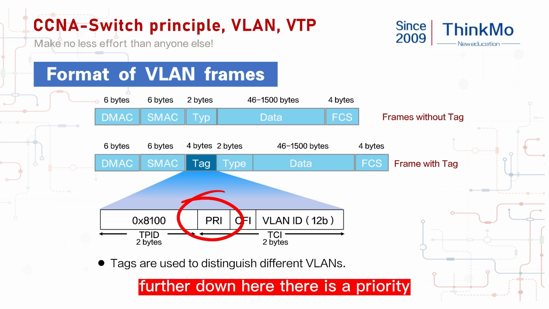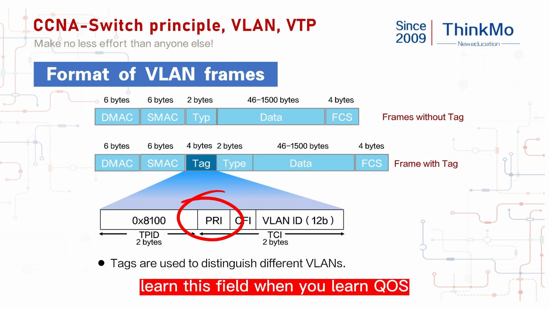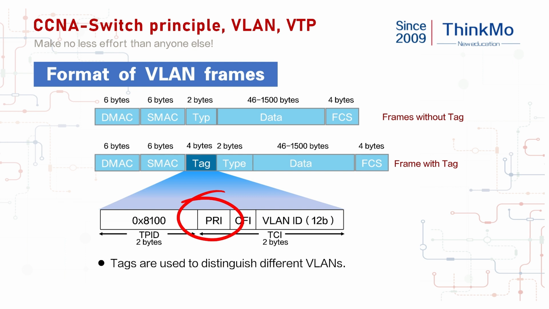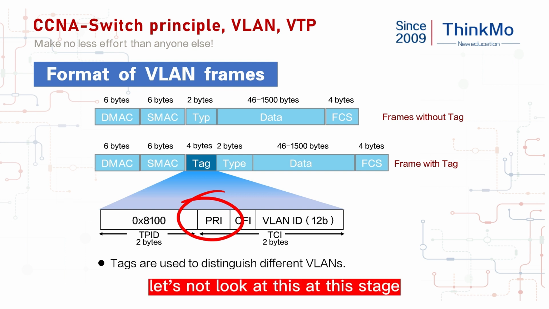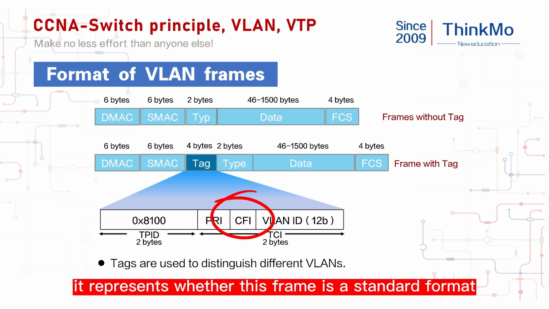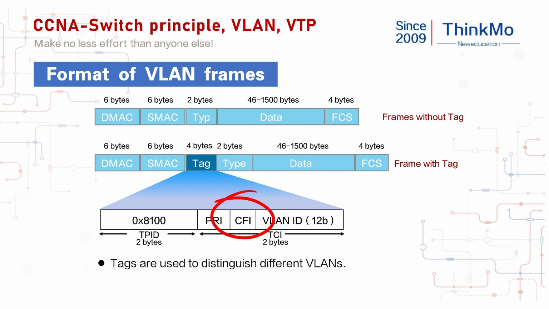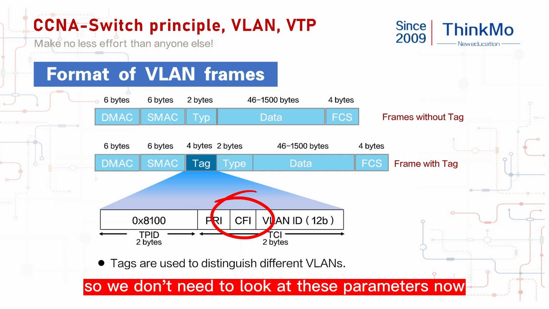Further down here there is a priority. It represents the priority of VLAN data. In the future, when you learn QoS, you will learn this field. Let's not look at it at this stage. Further down is the CFI. It represents whether this frame is in standard format. A CFI of 0 represents the classic format, and a CFI of 1 represents a non-classic format. It is almost always classic now, so we don't need to look at these parameters now.